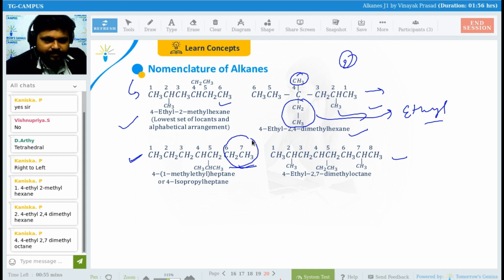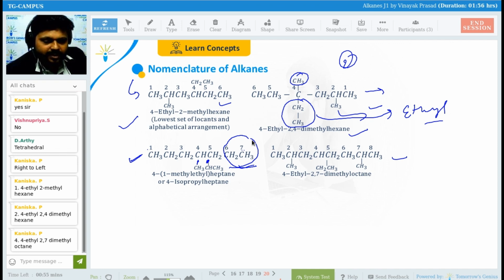What is the right answer for this question? 1, 2, 3, 4. Or we can do what? If we come from left to right, and from right to left as well, there are a total of 7 carbons, right? 1, 2, 3, 4. Actually, this is not at the fifth position, this is at the fourth position. So there is some minor change in this chain. This carbon is attached at the fourth number. Getting my point? 1, 2, 3, 4.